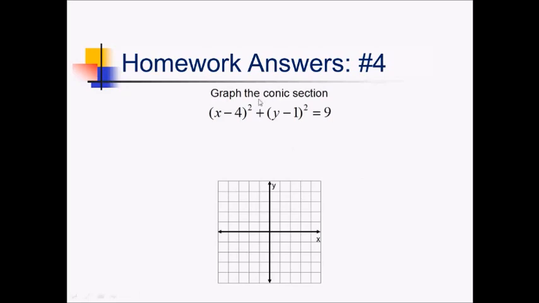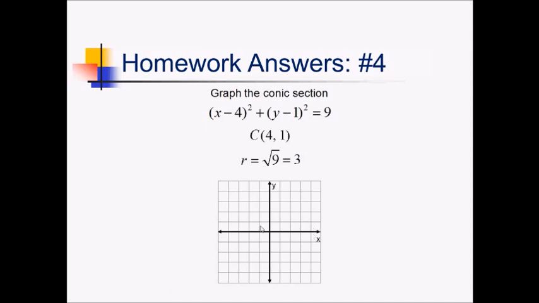For this question, I've got something squared plus something squared with no fractions and something that's not a 1 over here. So this is definitely a circle with a center of (4, 1). Now the radius is just going to be the square root of 9, which is 3. So I have a center of (4, 1). Now if I go 3 in every direction from there, I'm going to be off the grid.